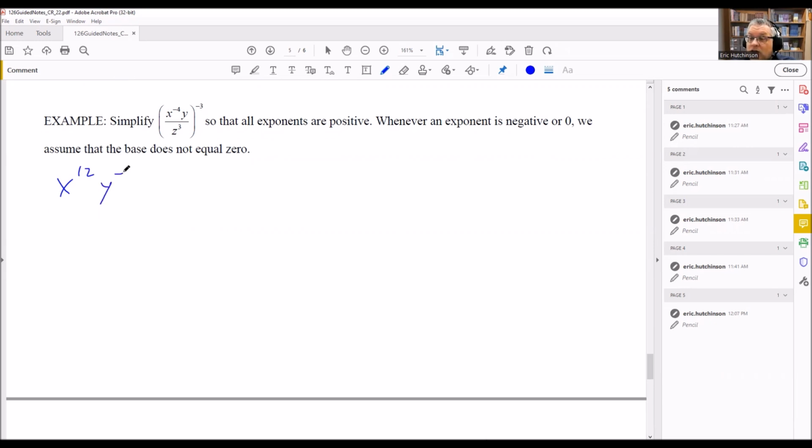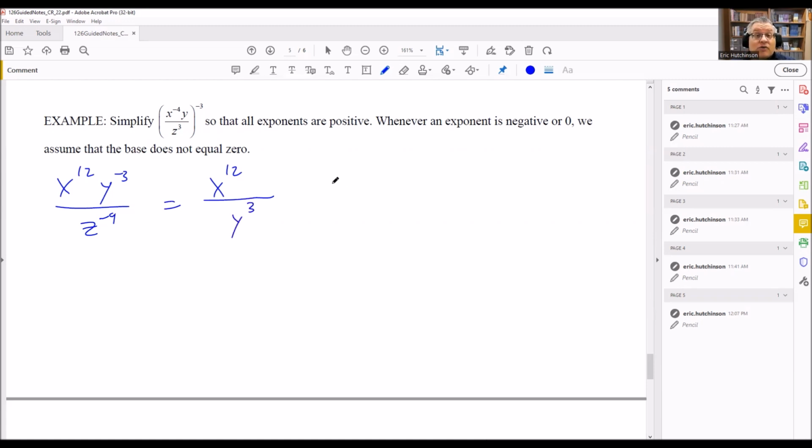Then we have y to -3 on the bottom. z to -3 raised to the power -3. That's going to give you -9. We do have to make these positive. So x to the 12th, we're going to leave that alone. Now the y, I'm going to move that to the bottom of the fraction. By moving that to the bottom, it's going to cause that to be positive exponents.